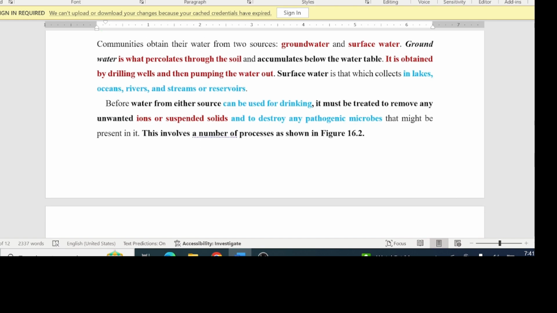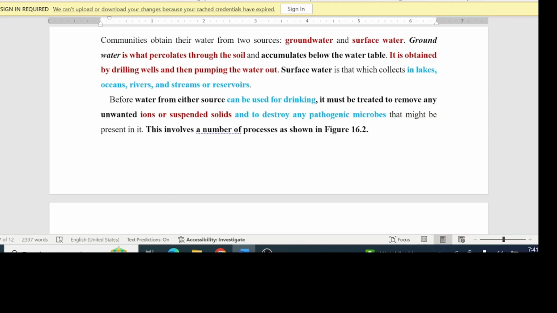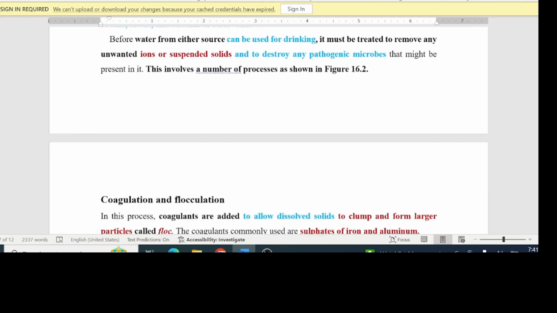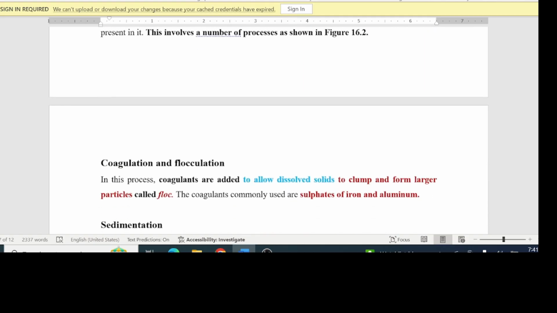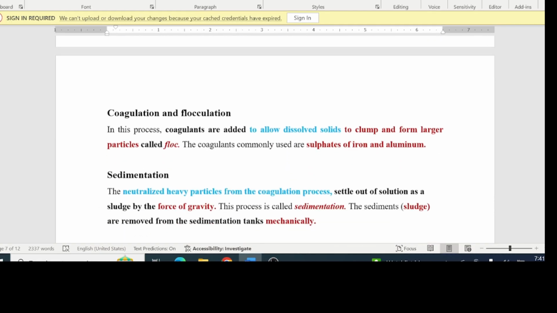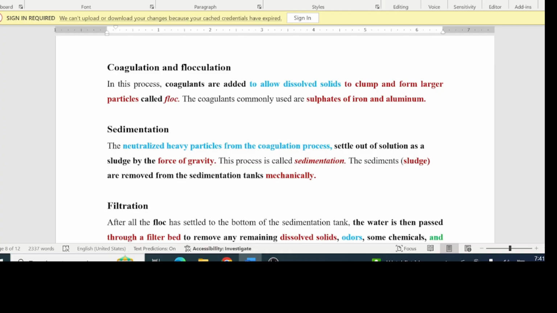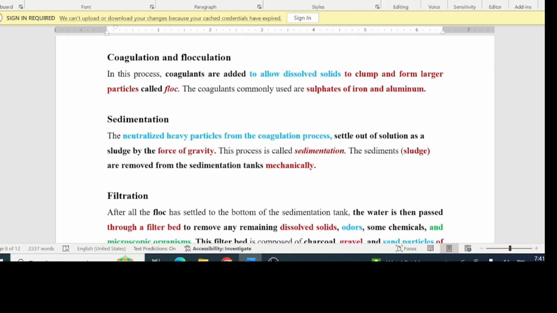Before water from either source can be used for drinking, it must be treated to remove any unwanted ions, suspended solids, and to destroy any pathogenic microbes that might be present in it. This involves a number of processes as shown in the figure below here. So we go to figure 16.2, but I want you to read what is happening at different points. It's very straightforward.